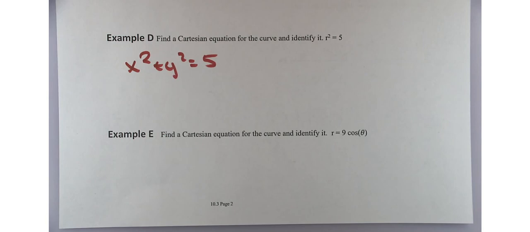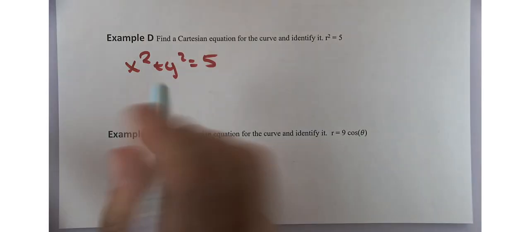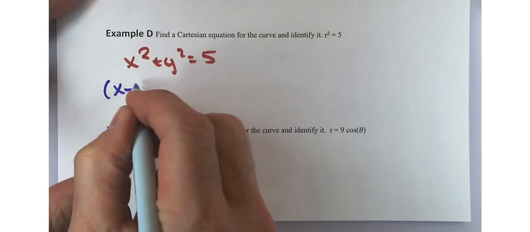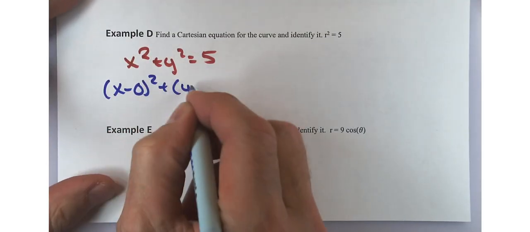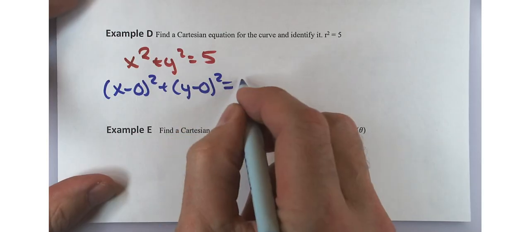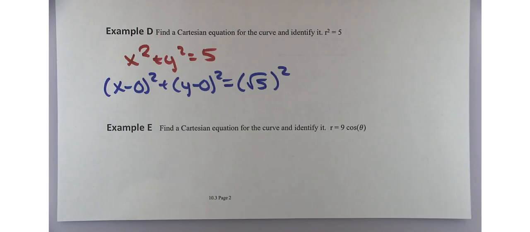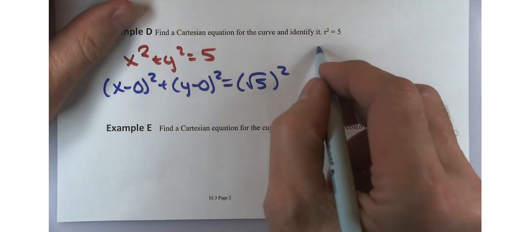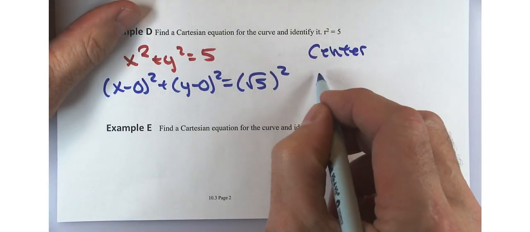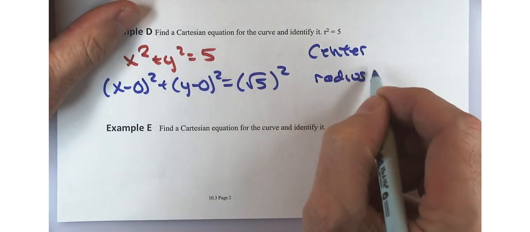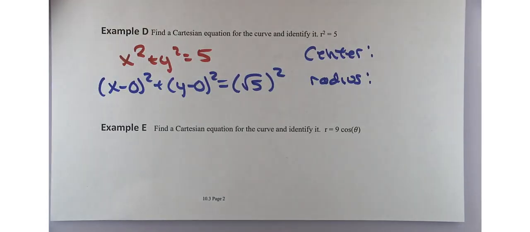Does anyone recognize that curve? Yeah, it's a circle. What else can you tell me about this circle? I could write it as x minus 0 squared plus y minus 0 squared equals square root of 5 squared. That's maybe a little bit overkill, but it might get the point across as well. There's two things that I'd want to know about this. What's the center? What's the radius? Alicia, what do you got? Center and radius?